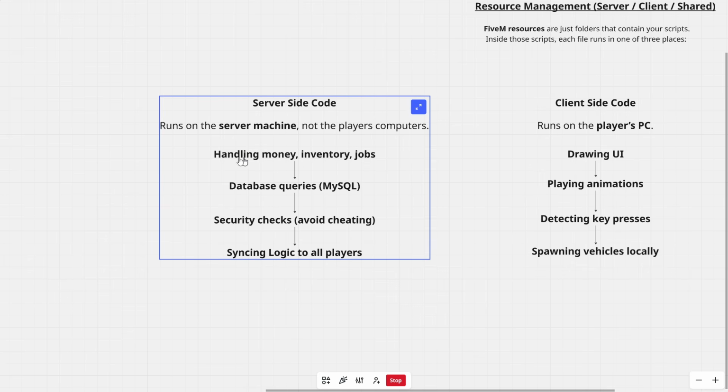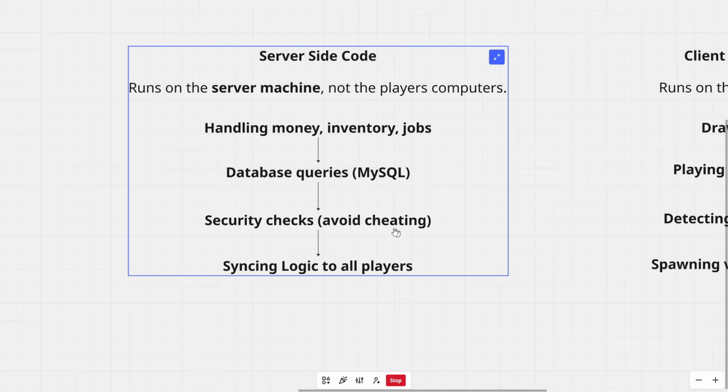A good example of this would be handling money, inventory, jobs, database queries, security checks to avoid cheating, and syncing logic to all players. The reason you do security checks on the server side is because server side cannot be tampered with, right? For example, on the client, I could say my name is equal to Roberts, and I could just override that and say my name is equal to Robert. On the server side, you can't override that, right? So that's why you always do security checks on the server side, not the client side, because you can never trust the client, right? So just remember that.